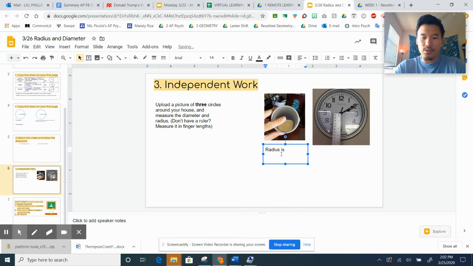is equal to half a finger length, because I measure with my finger there. Half a finger. If the radius is half a finger, then the diameter would have to be twice that. So what's twice of half a finger? Well, that'd be a whole finger, right? If you have 2 halves of a finger, you make 1 whole finger. It is 1 whole finger.